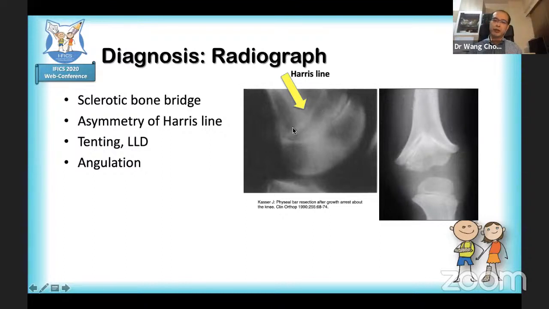And this is a very beautiful X-ray showing the convergence of the Harris line and the physis posteriorly at the knee joint. And this could be the earliest indication of the presence of a developing physeal bar. Tenting is very specific to a central physeal bar due to the tethering effect of the physis. And commonly they present with a significant leg length discrepancy. Angulation actually is the result of a peripheral bar.